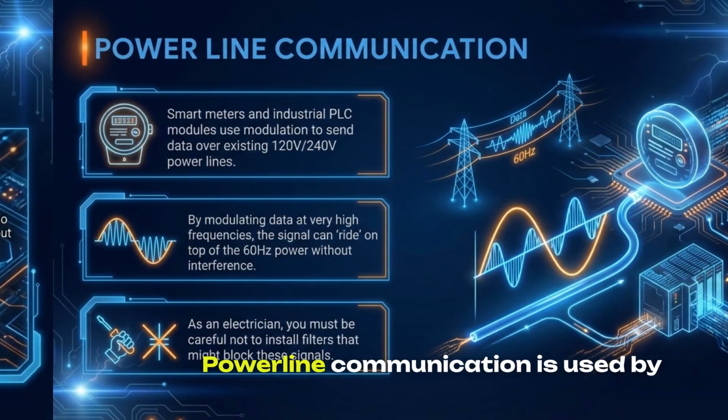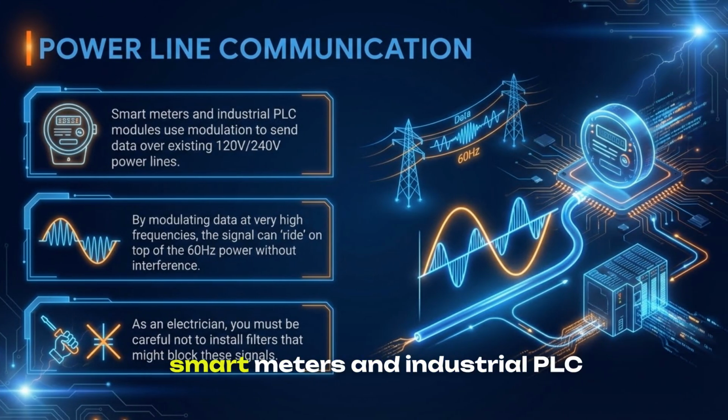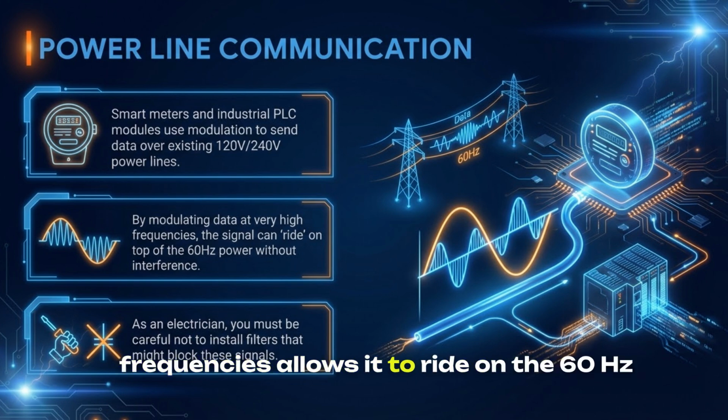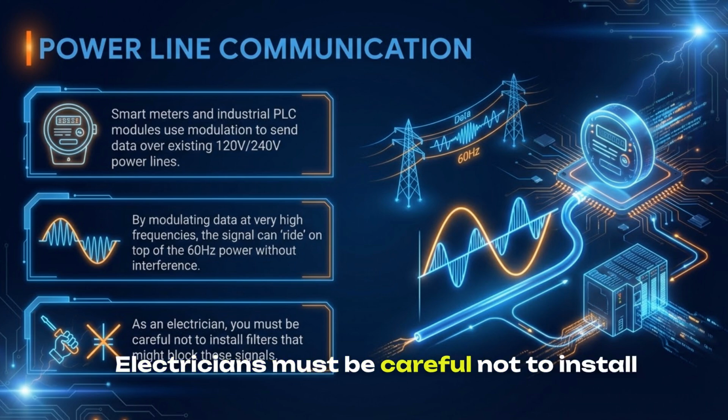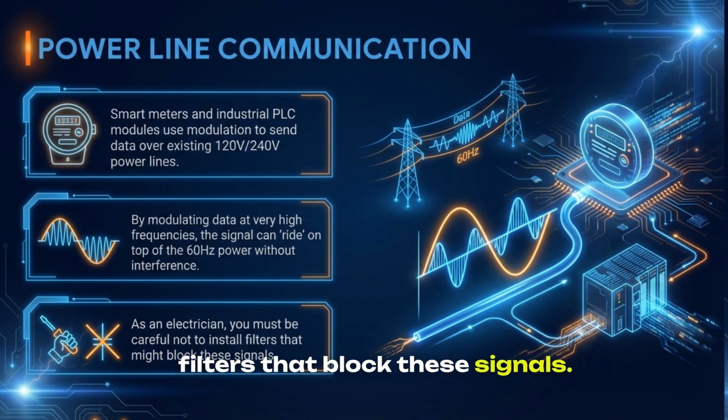Power line communication is used by smart meters and industrial PLC modules to send data over existing power lines. Modulating data at very high frequencies allows it to ride on the 60 Hz power without interference. Electricians must be careful not to install filters that block these signals.